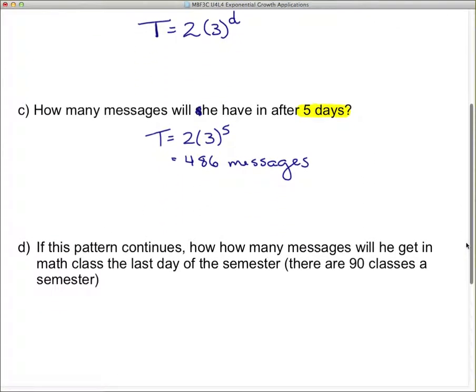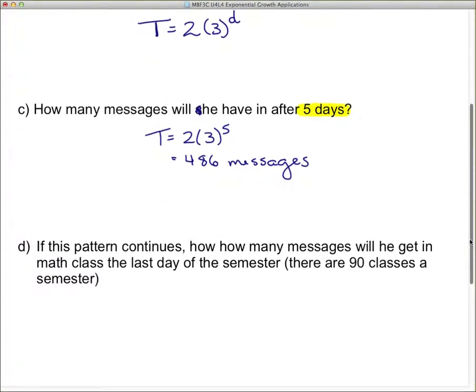Next question. If this pattern continues, how many messages will he get in math class the last day of the semester if there are 90 classes in the semester? So if this pattern continues, what are we going to do with that 90? Well, on day 90, that means that our exponent, which was days, is going to be 90. Now, if that was 486 after 5 days, 90 days is going to be astronomically huge.